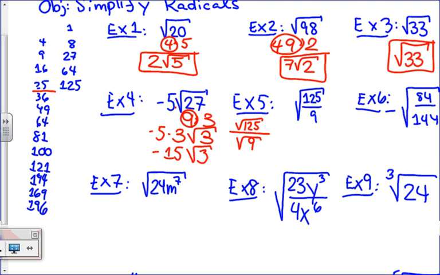Okay, so what's the denominator? The denominator is the square root of 3. Good question. Okay. And how about 125? 25 times what? So what's the square root of 25? So 5 comes out and 5 stays in. Okay, now if you look at your fraction here, the 5 over 3, would that reduce? No.